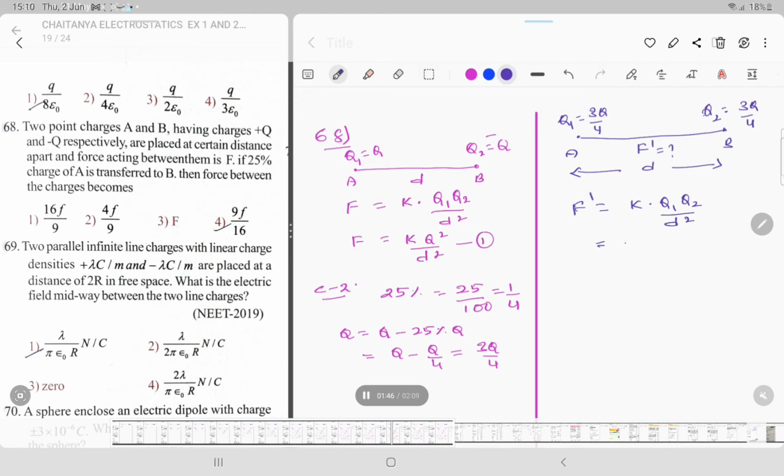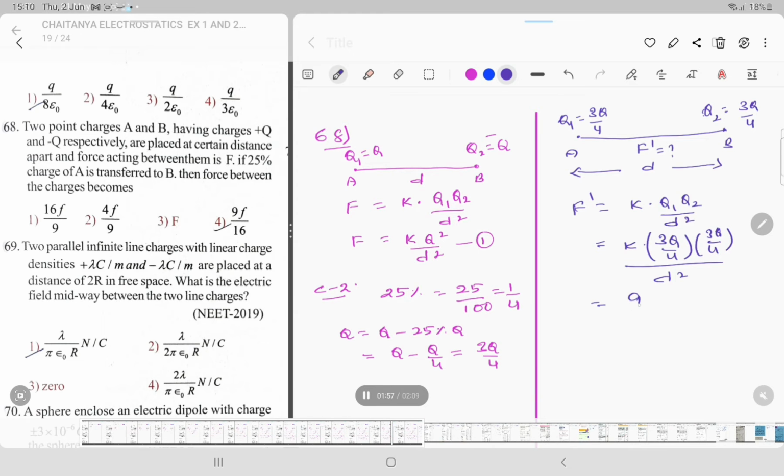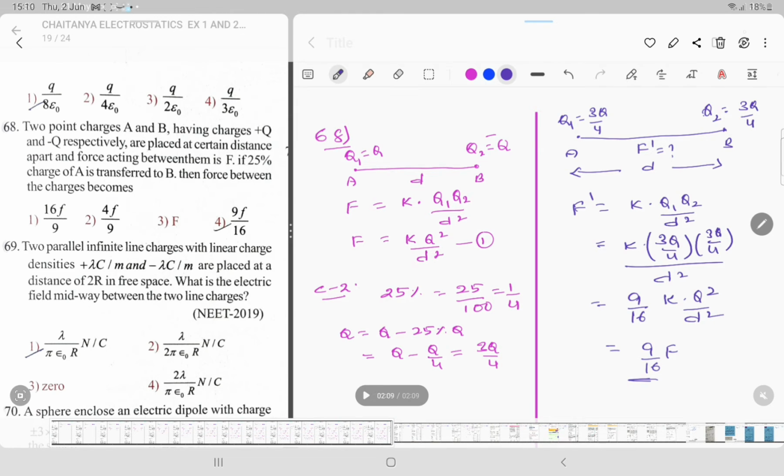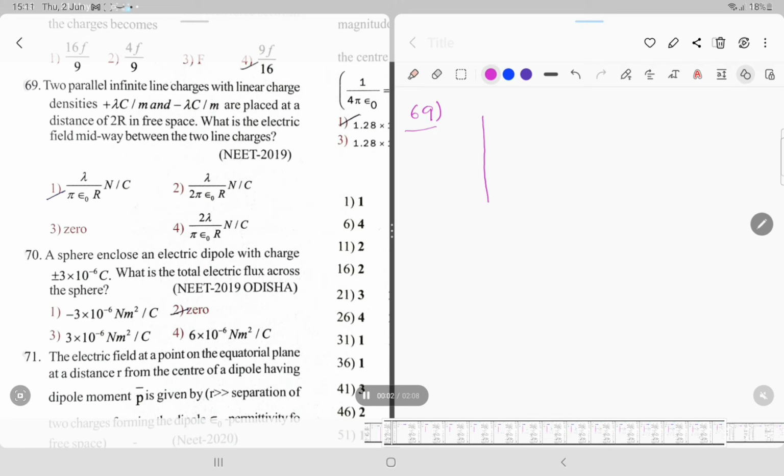Now in this formula, let us substitute Q1 and Q2. Q1 is 3Q by 4, Q2 is 3Q by 4, after removing 25% of the charge, over D square. Then 3 into 3 is 9 and 4 into 4 is 16, and K into Q square by D square. Now here 9 by 16 into F, and this is the answer: 9F by 16.